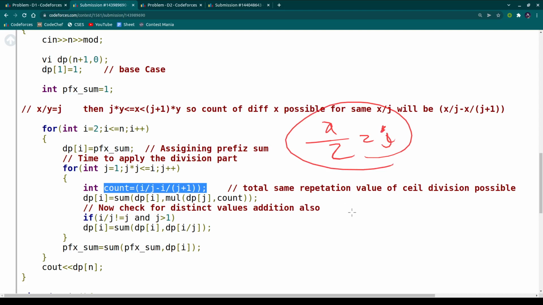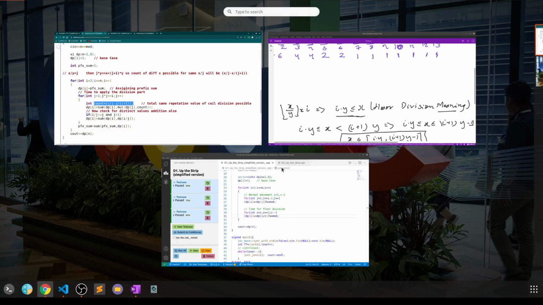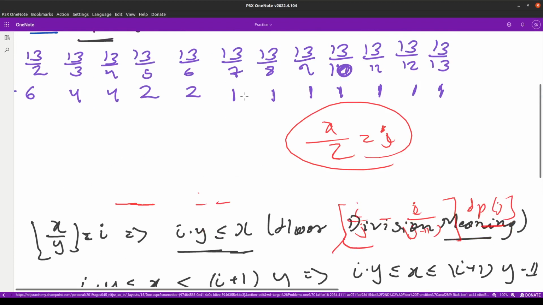Here we can simply get the counts as x by j minus x by j plus 1. This will give us the counts of the different x for which the dp j will be the same. So simply I am summing dp i and multiplying dp j with the total number of counts. Total number of counts means, for that many values of j's, I only have to add dp 1 into the counts of ones.